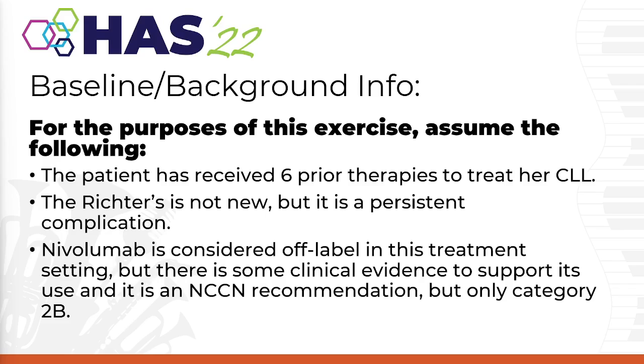So the fact that she's been through 6 lines of therapy is pretty egregious. Richter's transformation, she had actually transformed a few lines of therapy before this email, but it was getting worse. So she also had the CLL going on, but part of that CLL had now gone into her lymph nodes and other organ sites, and it was getting worse.